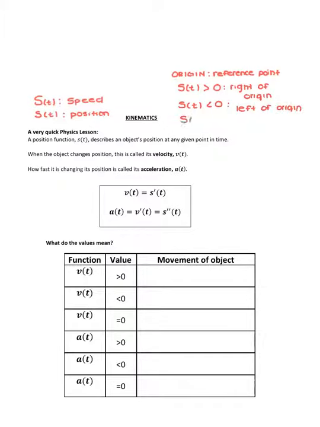Or at a particular time, an object may be positioned on its origin. So this is just in relation to an object's position. Where is your object? Is it to the right of the origin, to the left of the origin, or is it on the origin point? Questions so far? Okay, when the object changes its position, this is called velocity.